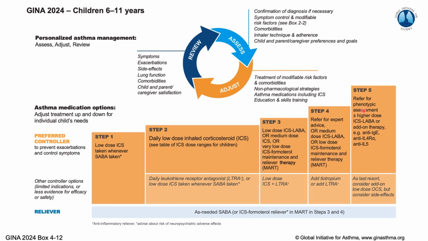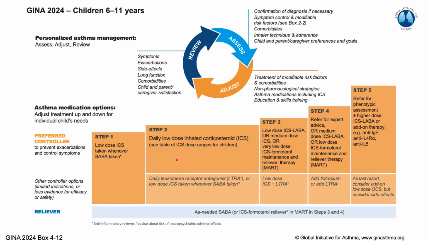And then step 5 is obvious: you refer for phenotypic assessment or you give a higher dose of ICS-LABA or add-on therapy. So this is the maintenance phase, and then this is the reliever phase. If you have noted here, it's just like our track 2 in adults. So you take low ICS whenever you're taking SABA. In step 2, low ICS. If you have noted, everywhere we have ICS. If you get an essay and you are asked how to treat asthma, ICS must be your answer.